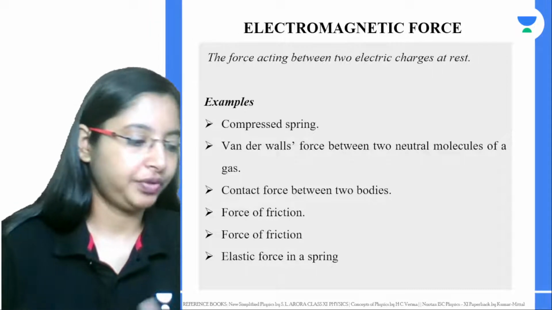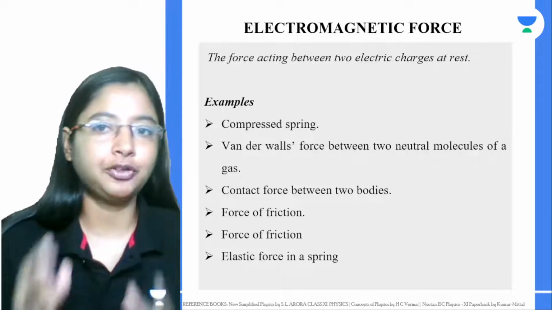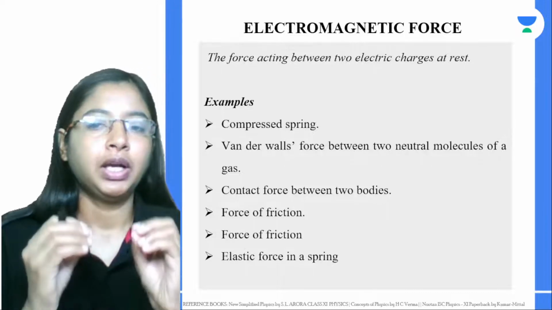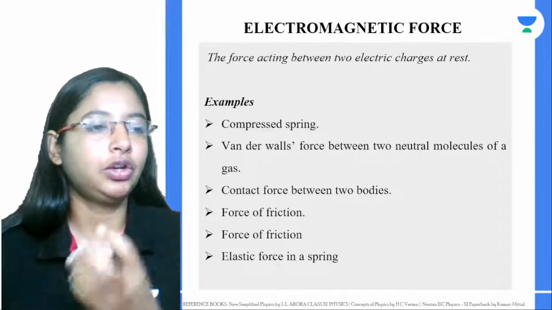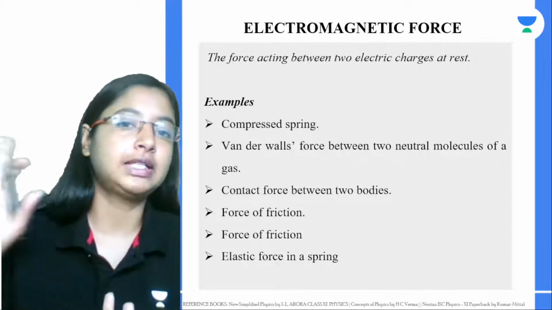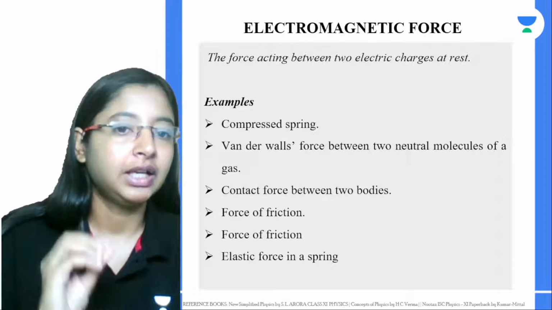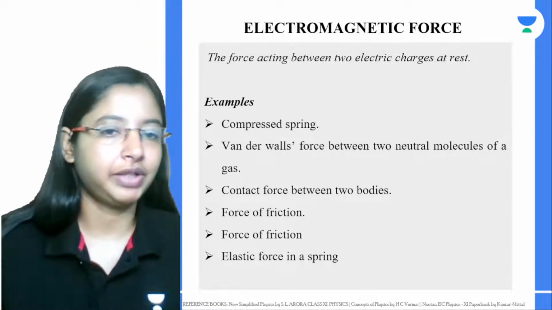The next force we are going to learn is about electromagnetic force. Now, the first chapter you would be learning in class 12, not this year, next year, will be electrostatics. Electrostatics is very simple.